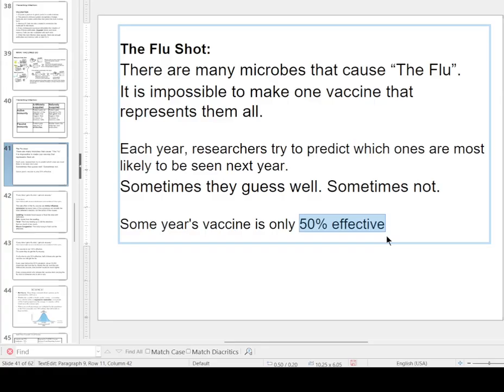So they try to make vaccines that block those viruses. Sometimes they get it right, sometimes they get it wrong. At the individual level, you may ask, if it's only half effective, why should I expose myself to autism, as the conspiracy goes?